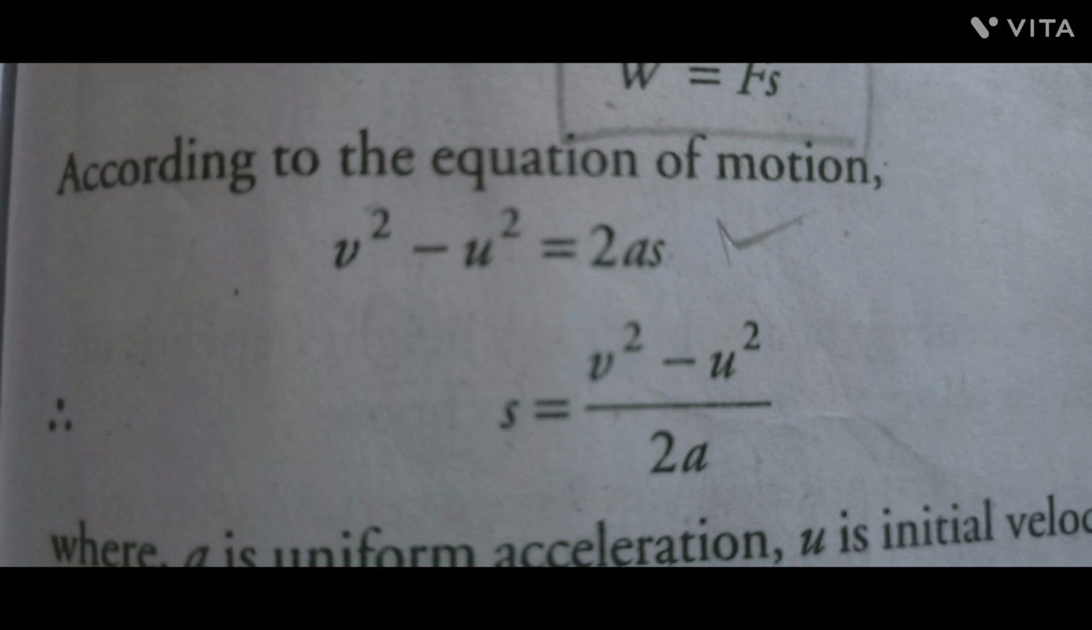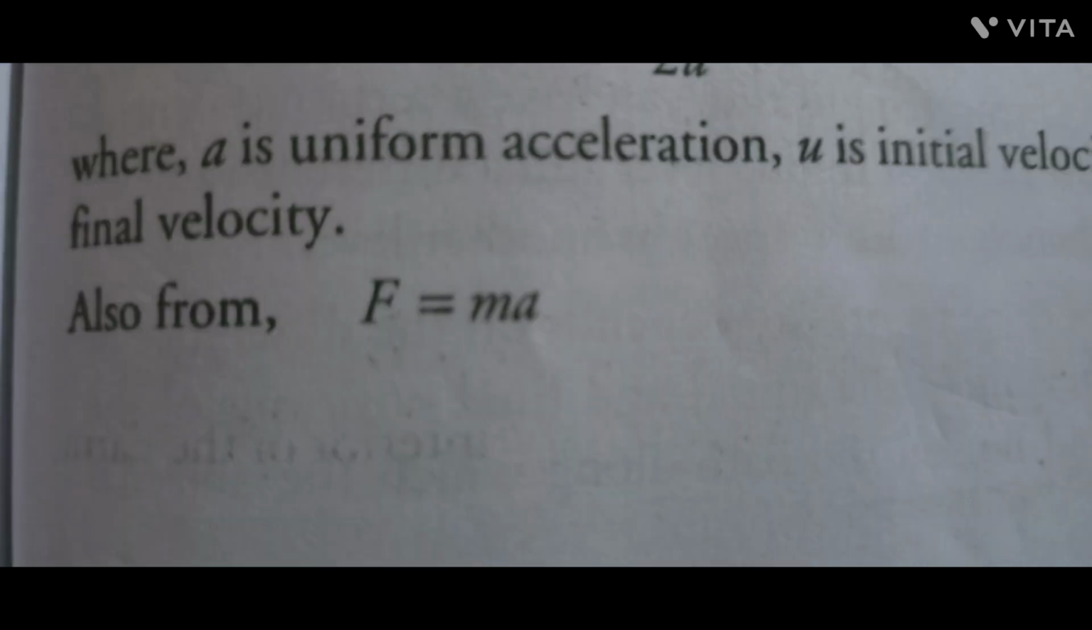Now we know one of the equations of motion is v square minus u square is equal to 2as, where v is the final velocity, u is the initial velocity, a is the acceleration, and s is the displacement. Therefore, s is equal to v square minus u square divided by 2a. So take this as equation number 2. Again, we also know that F is equal to ma, that is force applied is equal to mass into acceleration.